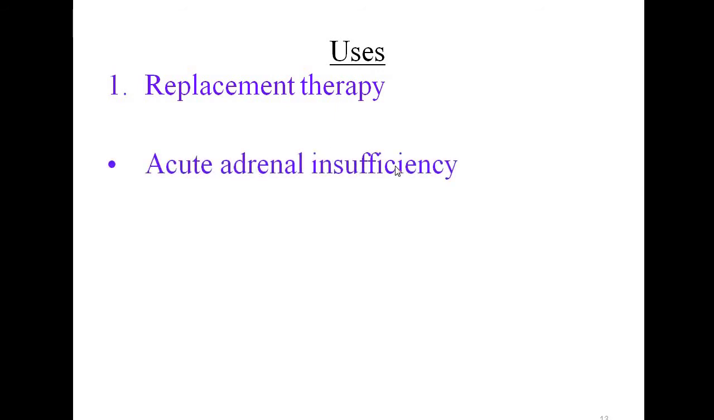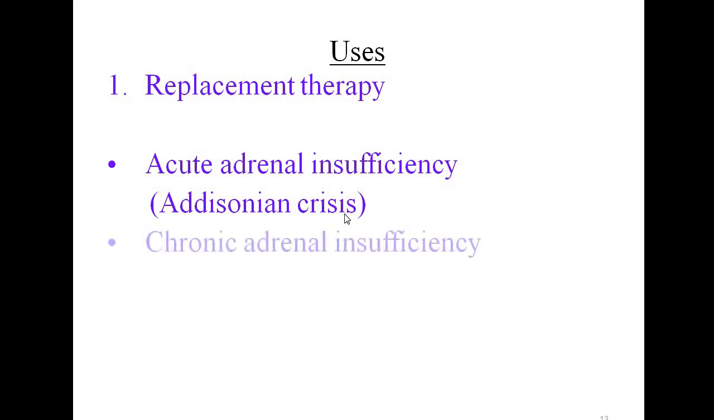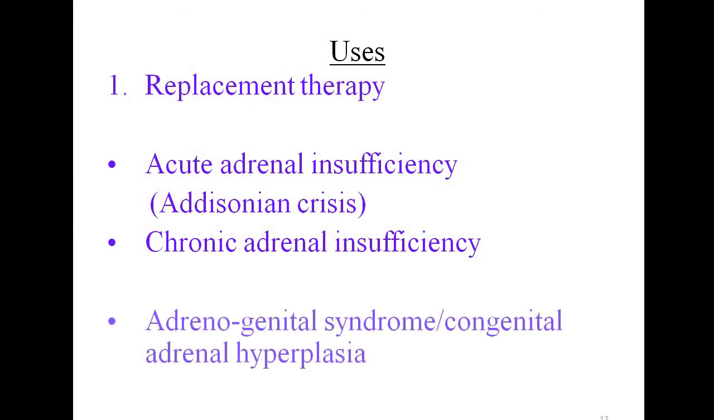Acute adrenal insufficiency. That is, all of a sudden the patient suffers from a situation where the adrenals are not producing enough corticosteroids. This is a medical emergency. This is also referred to as Addisonian crisis. Then we have chronic adrenal insufficiency, as seen with many of the, it could be either drug induced or it could be due to diseases. Adrenogenital syndrome, also called congenital adrenal hyperplasia, where the adrenal gland is not functioning properly.